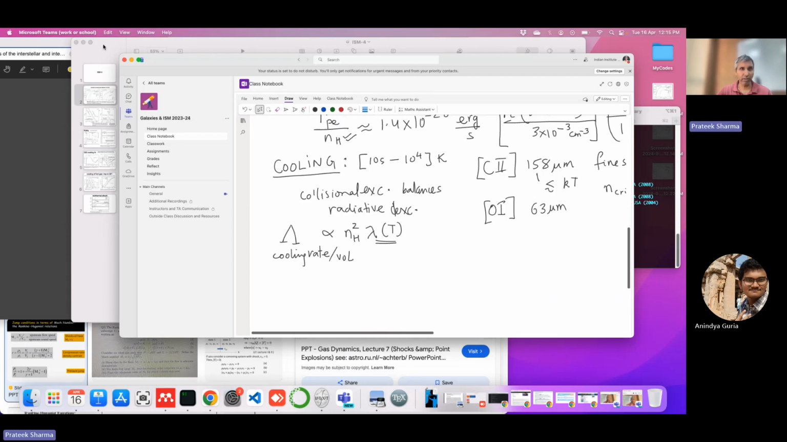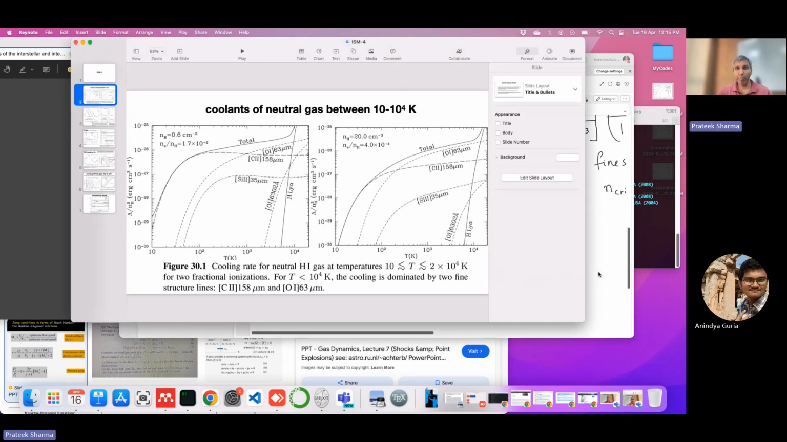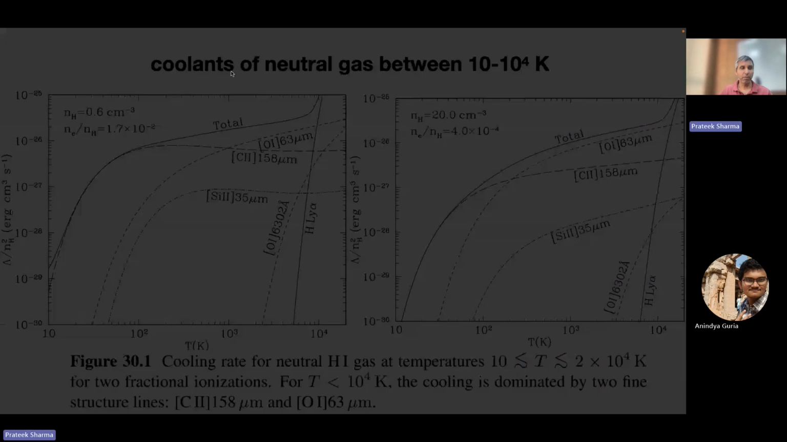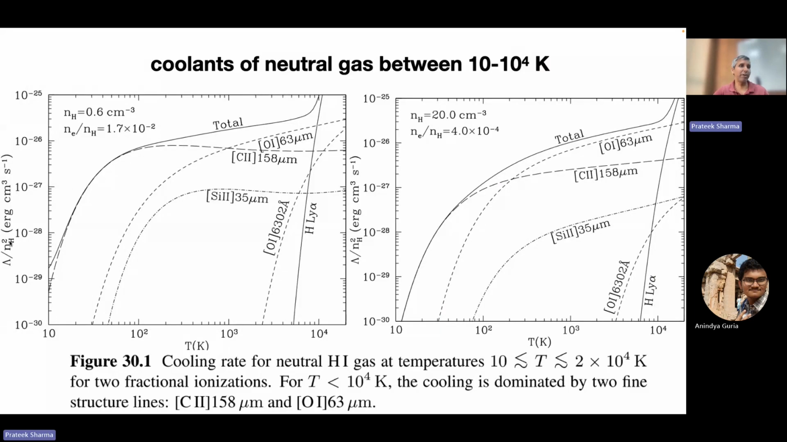Okay, so let's go to what I... Small lambda is the part that depends only on temperature. This is the density dependence, because it's a two-body collisional process. Okay, so this is lambda over n_H squared. So you have taken out the number density dependence and only show the temperature dependence. So this is in erg centimeter cubed per second, right? So if you multiply it by n_H squared, what you'll get is lambda, which is erg per centimeter cubed per second, which is the cooling rate per unit volume. Okay, so this is how it looks.